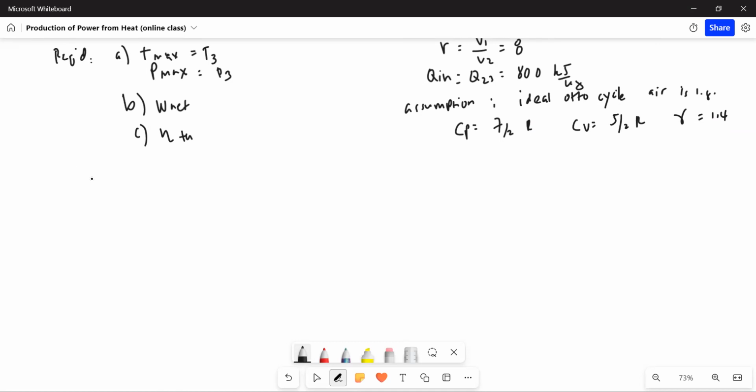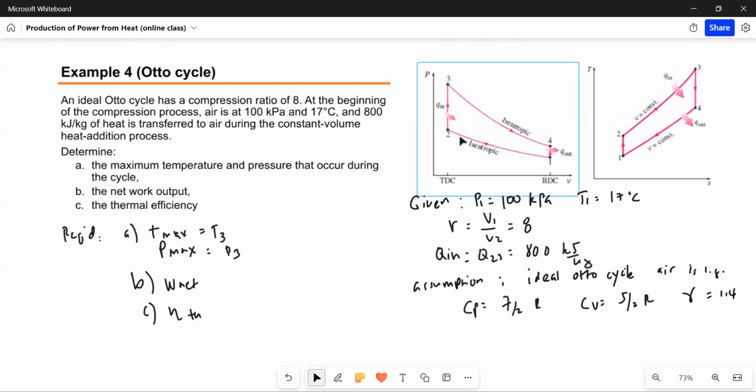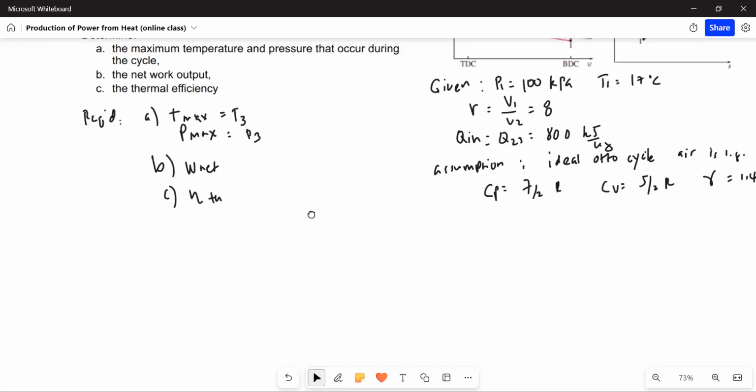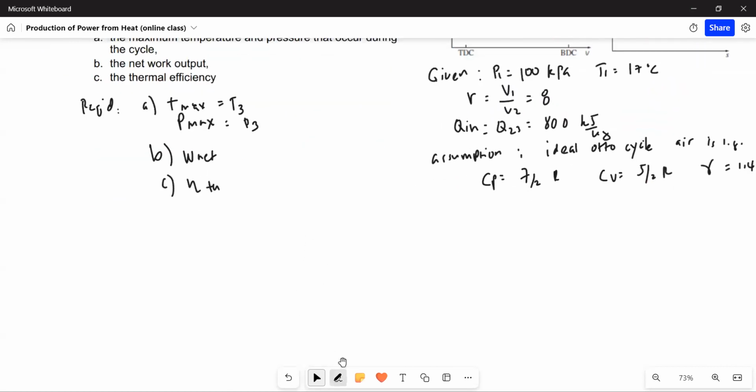So let's consider first step 2 to 3. So we want to know T3. And in step 2 to 3, what type of process do we have? It's a constant volume process, right? Therefore, in a constant volume process in a closed system, Q is equal to Cv delta T. Okay, so from ChE 142, right?